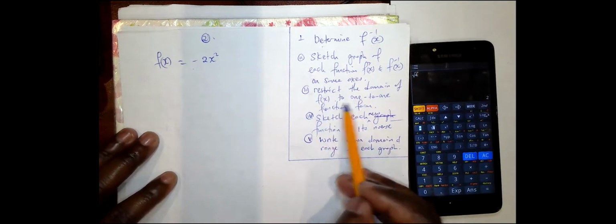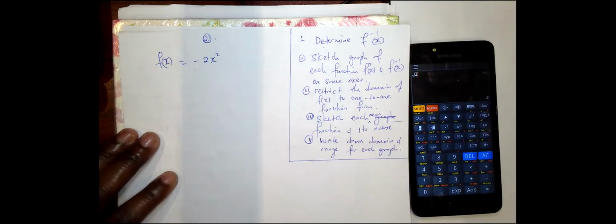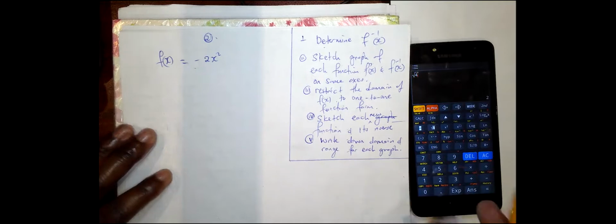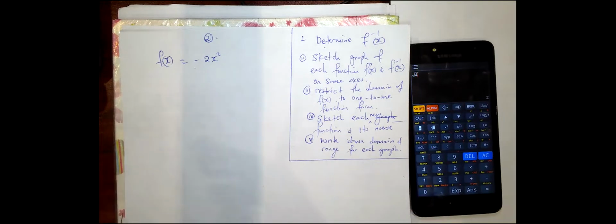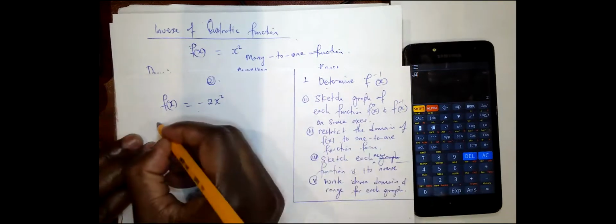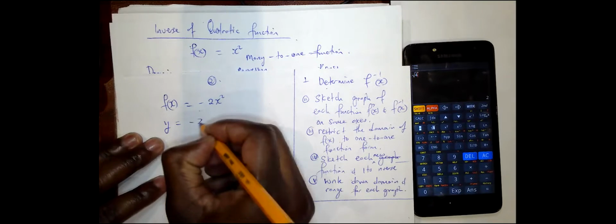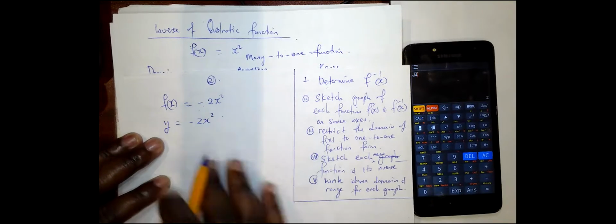Then also sketch each new function in this domain, and write down the domain and range for each. So this is very simple here. What are we going to do now? We're going to say y is equal to negative 2x squared.